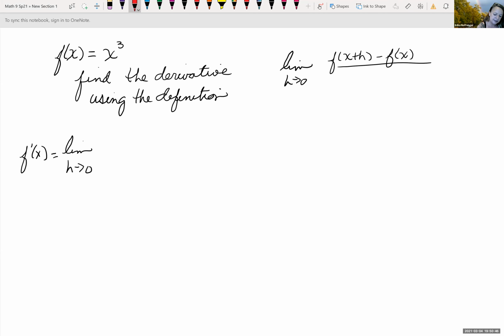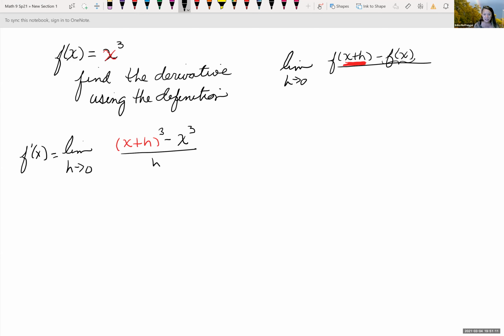So wherever we see an x, this is telling me to go back into my function and plug in that piece, x plus h. So I'm going to have x plus h, and then I'm going to cube it, minus my f of x function. Well, my f of x function is x cubed, so minus x cubed all over h.